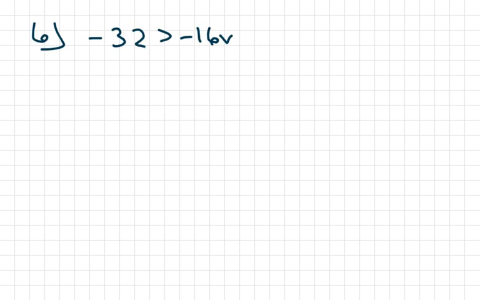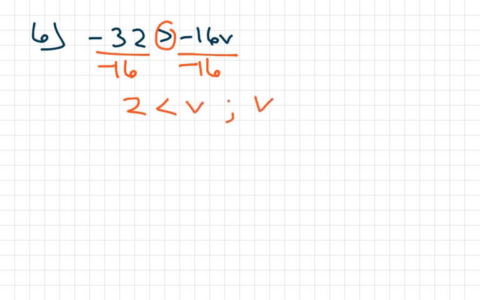All right, in this case, I'm going to divide by a negative. I'm dividing by a -16. When you divide by a negative, you have to flip the sign. So we're going to get 2 is less than v. Or you could say v is greater than 2.